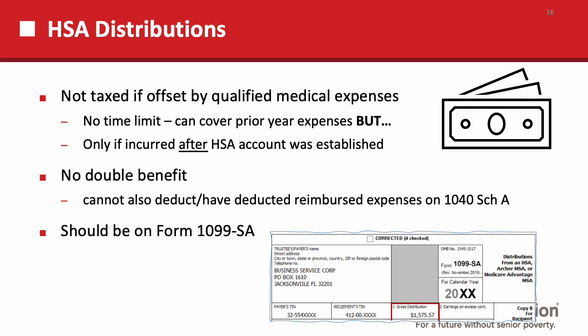to an HSA. However, any part of a distribution that's not used to pay qualified medical expenses is includable in gross income and is subject to an additional 20% tax unless an exception applies. HSA deductions can't be used as deductions on Schedule A, so there's no double dipping. They should appear in Form 1099-SA, which is shown here.